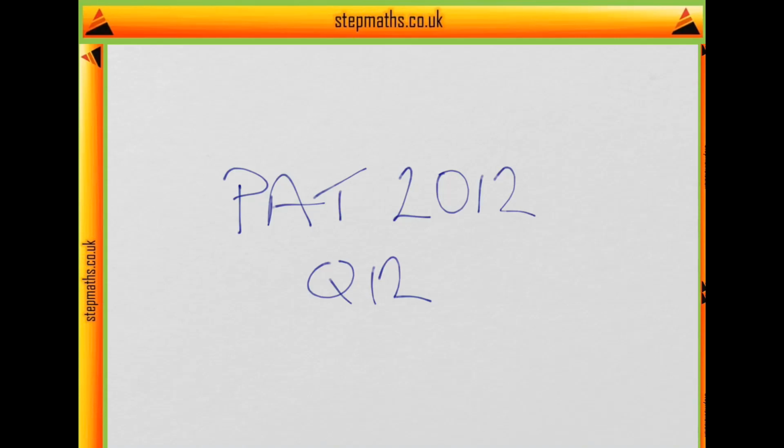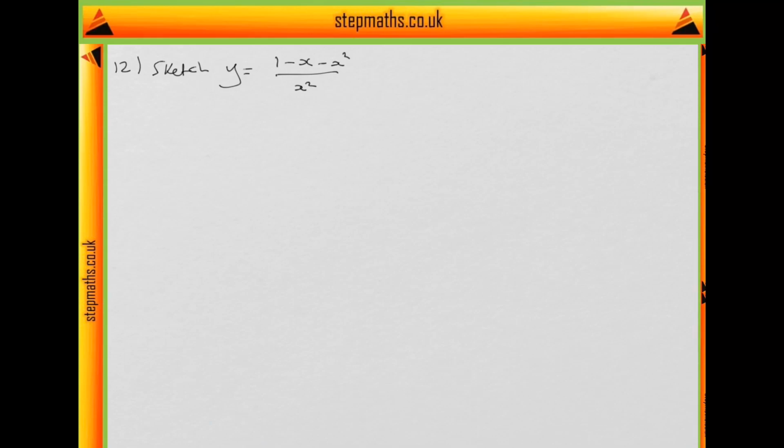Hi, today we're going through the PAT paper from 2012, looking at question 12. Question 12 asks us to sketch y equals (1 minus x squared) all over x squared.